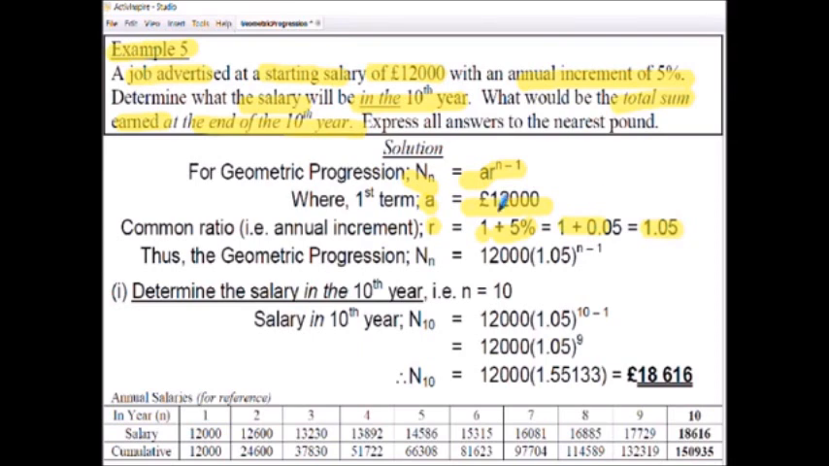Our formula then will be Tn is equal to 12,000 times 1.05 to the power of n minus 1. If we're looking for the value in the 10th year, then n will equal 10, and we will put 10 into the equation. So T10 is equal to 12,000 times 1.05 to the power of 10 minus 1. Doing the numbers on that, we find in the 10th year the salary is worth £18,616. Below I've shown you a breakdown of how each year the salary is increasing, and it shows in the 10th year it's £18,616.